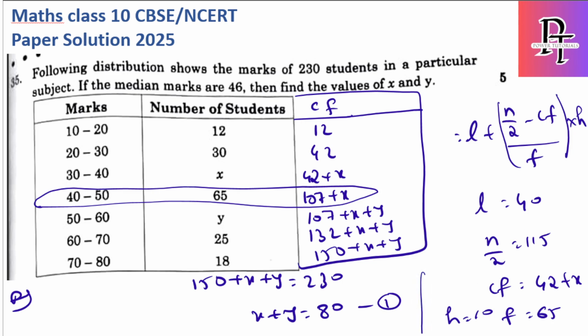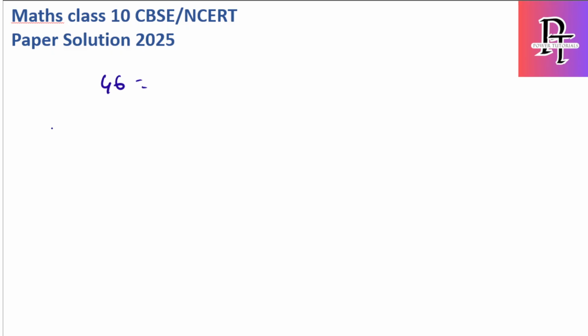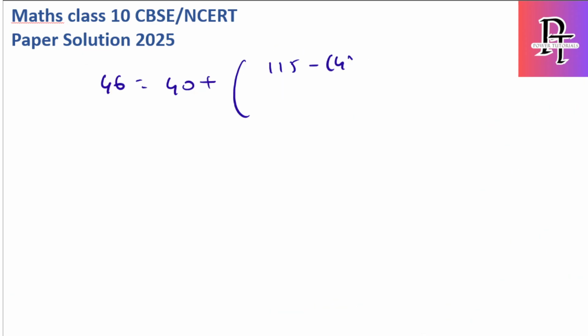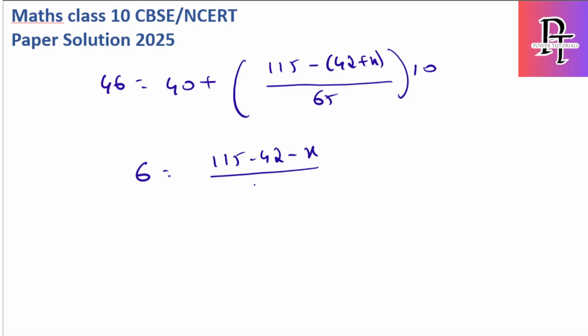Let's substitute each and everything. The median they have mentioned is 46. So 46 is equal to the L value 40 plus 115 minus the CF value 42 plus x, by the f value 65, into the h value 10. So 46 minus 40 is 6, equal to 115 minus 42 minus x, by 65, into 10.